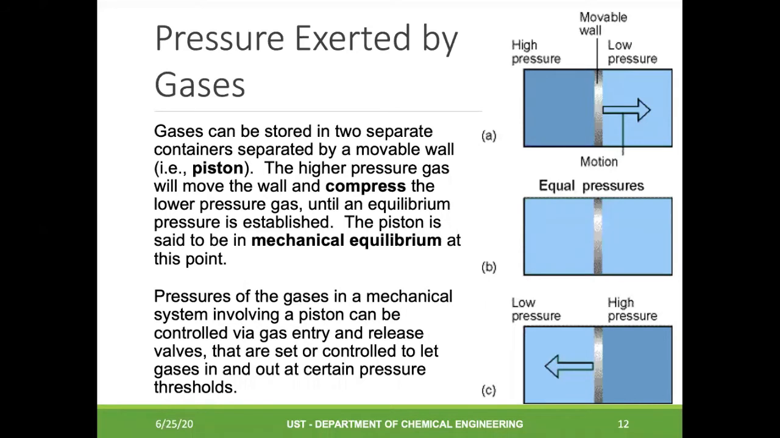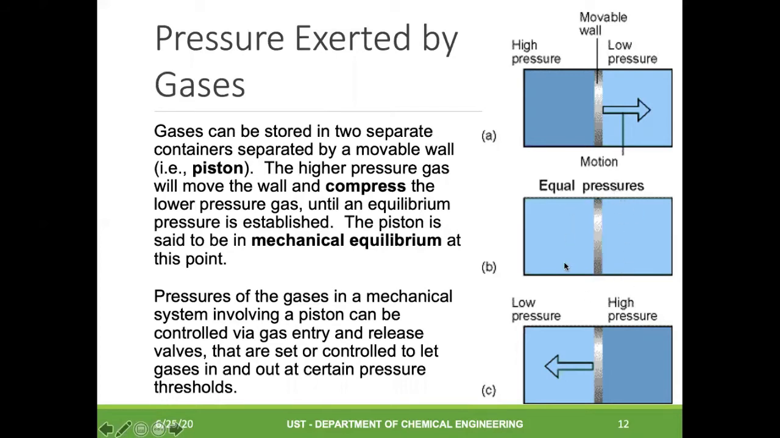Now, pressure is another important parameter. Gases can be stored in two separate containers separated by a movable wall. So let's say I have a piston. The higher pressure gas will move the wall, compressing the lower pressure gas, like what you have seen in figure C, until an equilibrium pressure is established. The piston is said to be in mechanical equilibrium at this point.